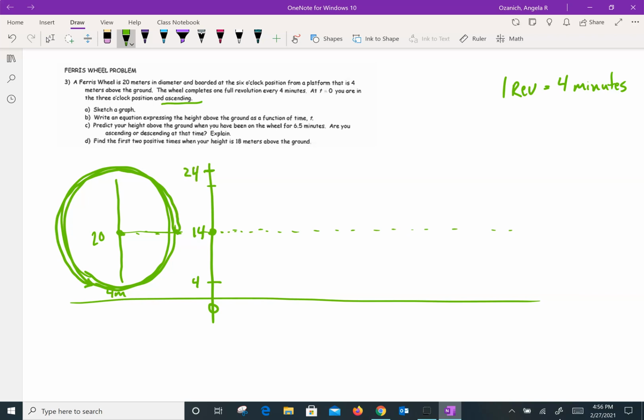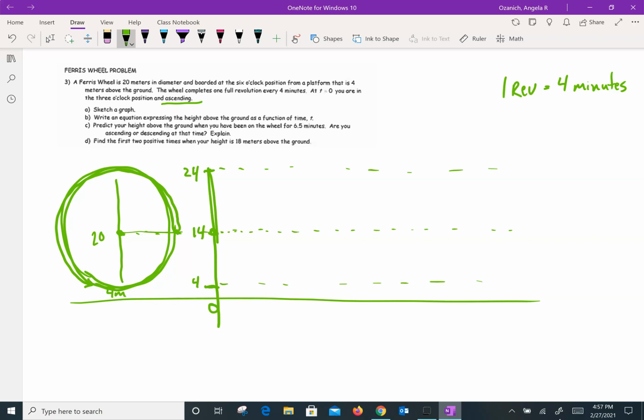Okay, how do those numbers look? Those should be looking kind of like what you guys have. I don't know that my Ferris wheel is very symmetric, but we're gonna go for it. Okay, so we have our sketch, right?